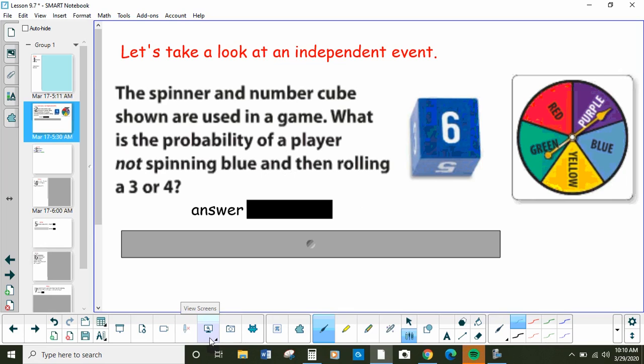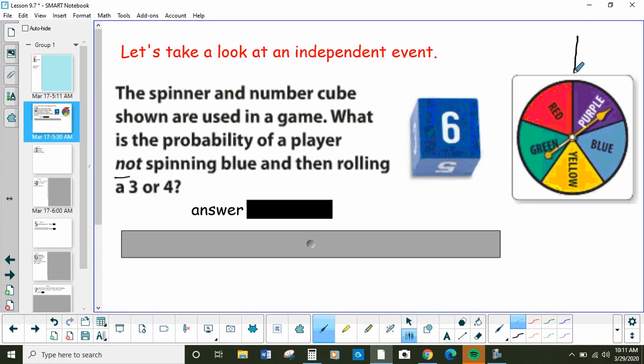Let's talk about another skill here. What about "not spinning blue"? Well, if they're asking for the probability of not spinning blue, then we have to pick all the colors that are not blue, and they're asking what's the probability of those. So let's do this problem. Let's do the first one, one at a time. What's the probability of not spinning blue?